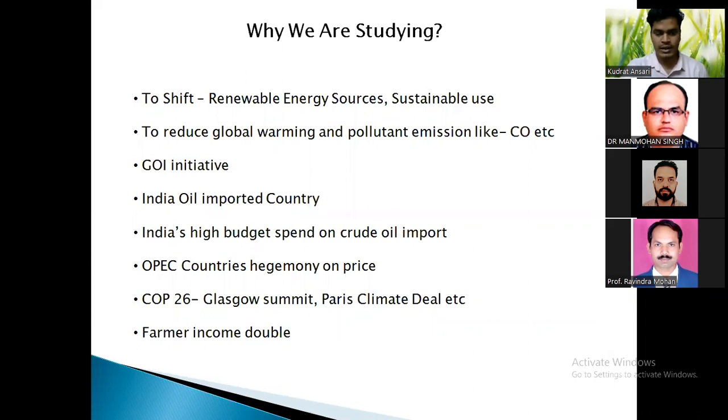Also, the government of India has taken the initiative to shift to renewable energy sources. Since India is an oil importing country, a large amount of GDP is spent on importing natural oil from the Gulf countries. And also there are major conferences held worldwide, that is COP26 and the Paris Climate Deal, one of the measures of that, and also to increase the income of farmers.